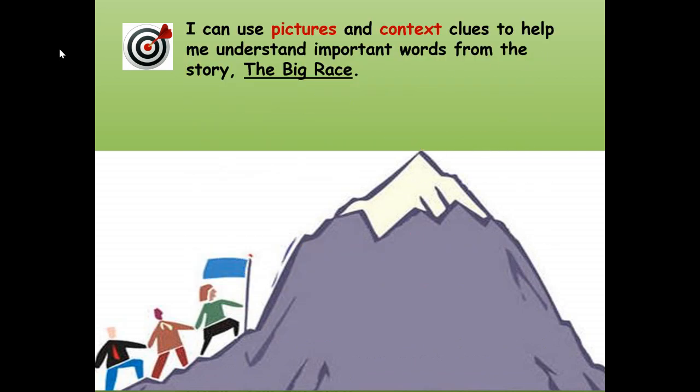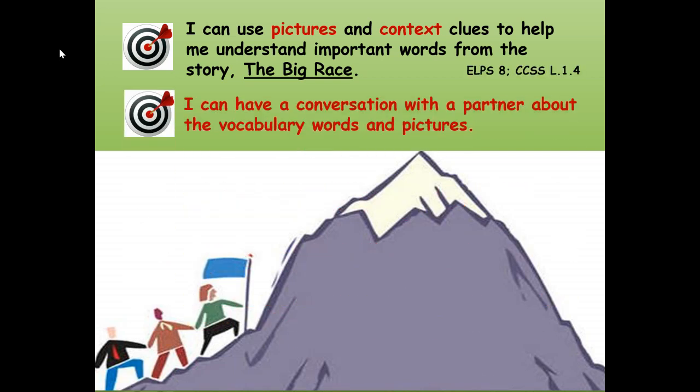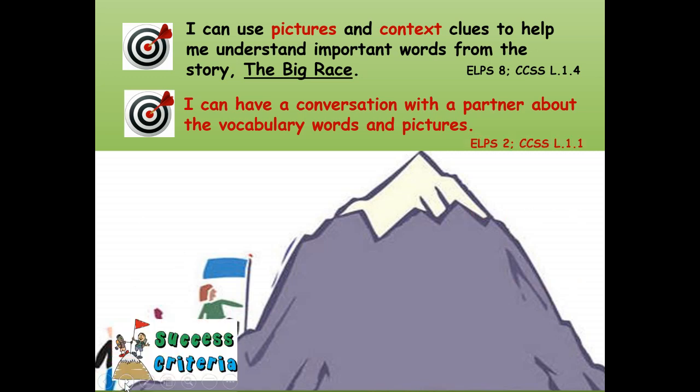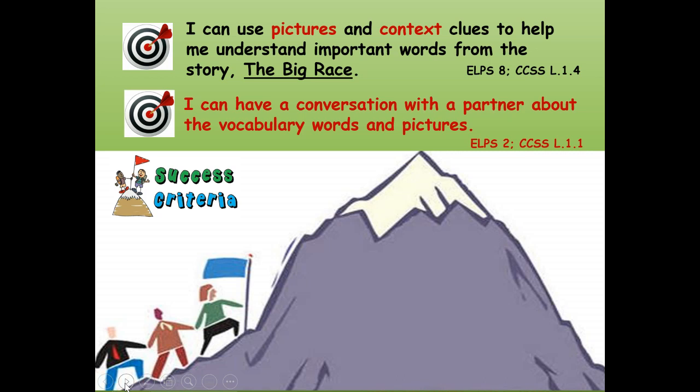So here's our learning targets. I can use pictures and context clues to help me understand important words from the story, The Big Race. Our next learning target is I can have a conversation with a partner about the vocabulary words and pictures. Success criteria. That means how will you know you're successful at using pictures and context clues to help you understand important words from the story? And how will you know you're successful about talking and having a conversation about the vocabulary words and pictures?